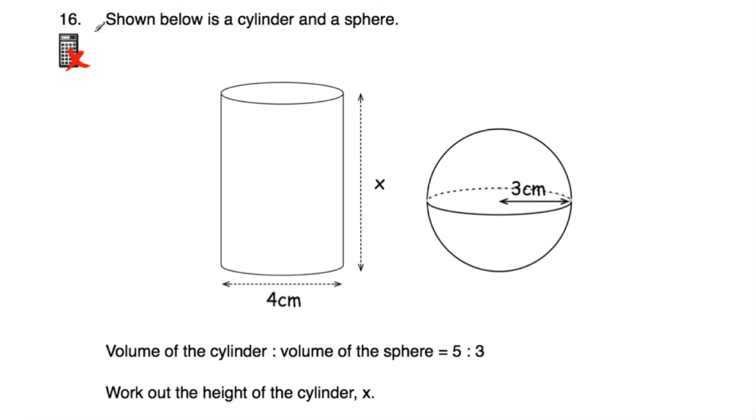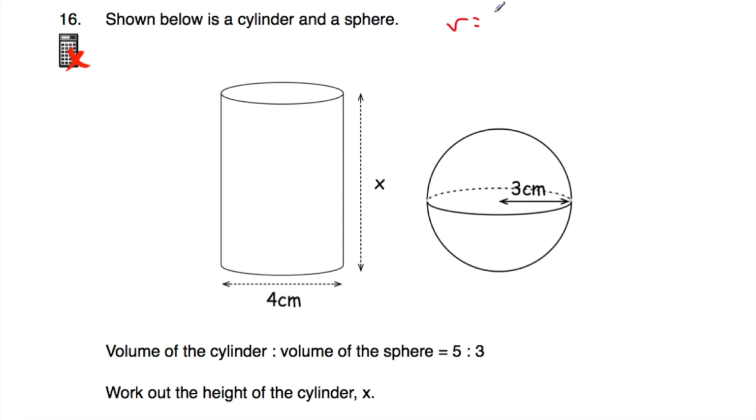Okay, so in terms of this question, it's a non-calculator question. What I'm going to do is find the volume of the sphere to begin with, because I know the radius of the sphere is 3, and I can find the volume of that in terms of pi. Then I can use the ratio to find the volume of the cylinder, and once I know the volume of the cylinder, we can find the height of the cylinder, x. Okay, so let's start off with the sphere.